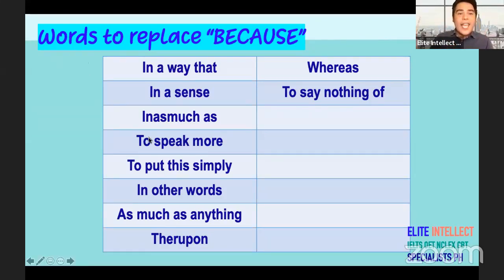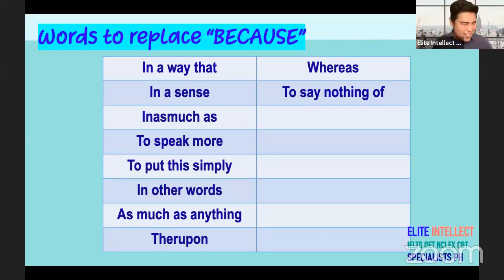I tend to say "in a way that," "in as much as," and "as much as anything." I tend to say those a lot, okay? So guys, you can do that too. You can choose your three favorites just to replace the word "because." When I was younger, I was a fan of reading. And as much as anything, I tend to enjoy it because I get to explore different types of things.